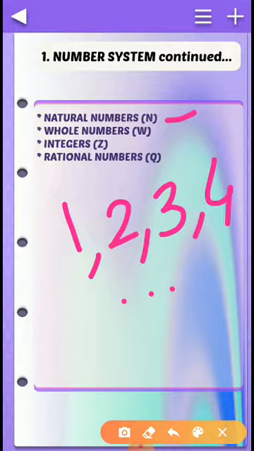So which is the least natural number? It is 1. Also we have seen they are called counting numbers. So natural numbers are also called counting numbers.